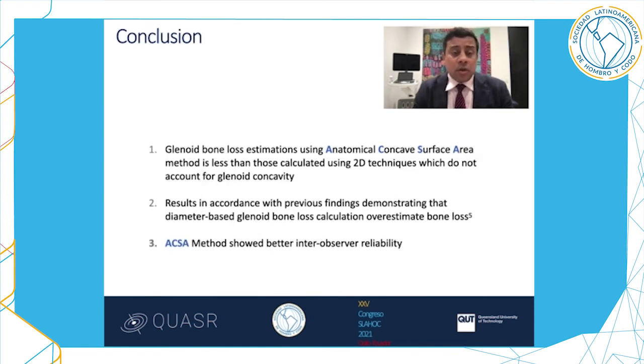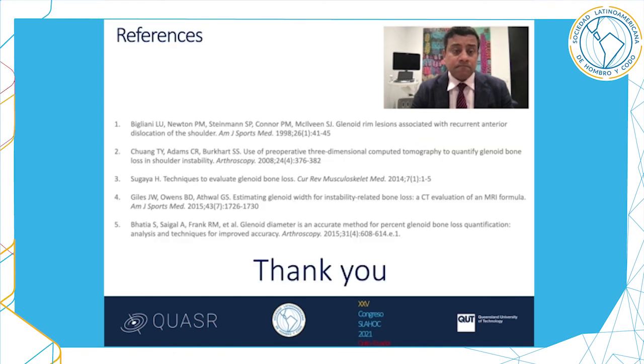Thus, to conclude, we think that the glenoid bone loss estimation using the AXA method is less than that which is calculated by standard 2D techniques. The results are in accordance with previous findings, demonstrating that the diameter-based glenoid loss calculation overestimates bone loss. And we believe that the AXA method showed better inter-observer reliability as it's more reliant on algorithms.